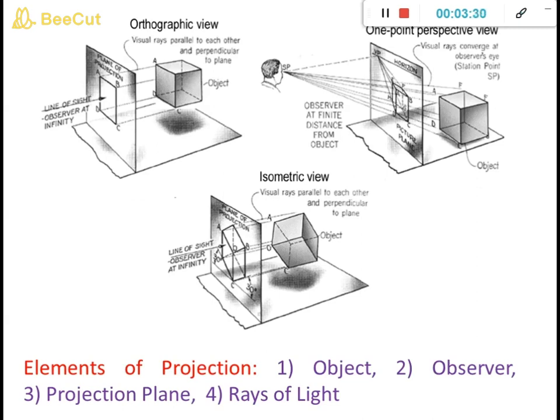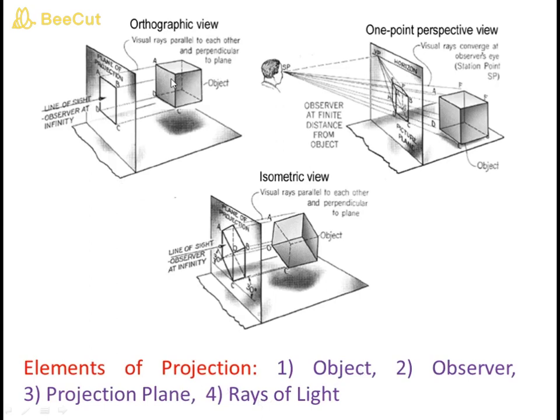Now let's compare orthographic projection, isometric projection and perspective projection. See, in orthographic projection we are not marking the position of the observer. The position is at an infinite distance from the object. We know the four elements of projection. We need an object, an observer, a projection plane or picture plane, and rays of light.